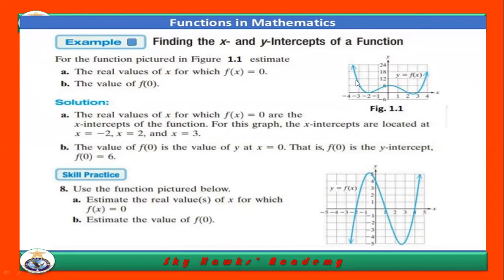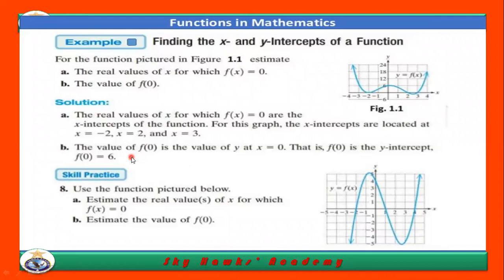So if this function is given, this graph is given, and you are asked to find the intercepts, what you will have to do is observe all those points at which the curve is touching the x-axis, on the left hand side and right hand side. So this is the easy way to find out the intercepts.